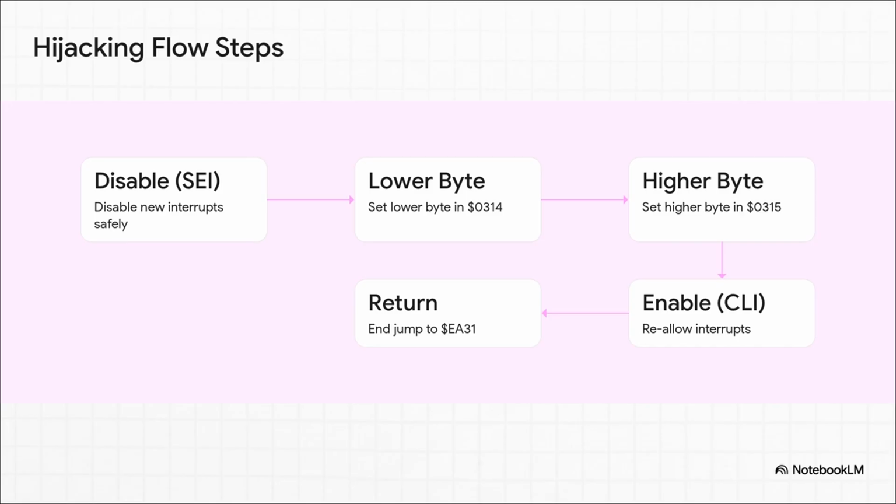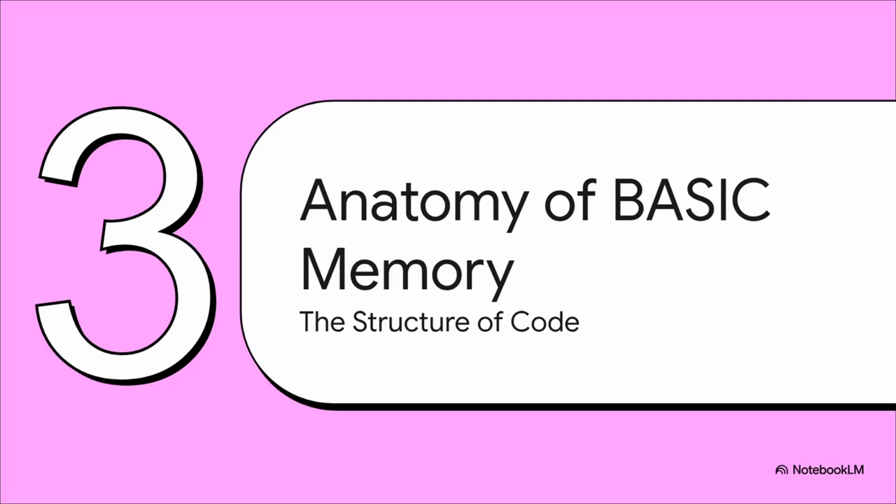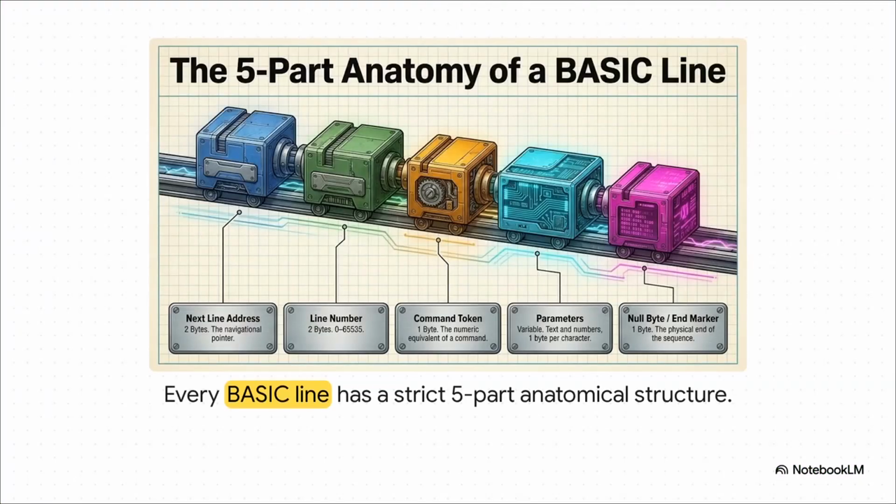That right there is the return ramp back to the operating system, ensuring the machine stays perfectly stable. Section 3, anatomy of basic memory. Okay, so we know how to hijack the flow, but where does our code actually live? We need to crack open the physical vault of the RAM itself. Code doesn't just float around in the ether.